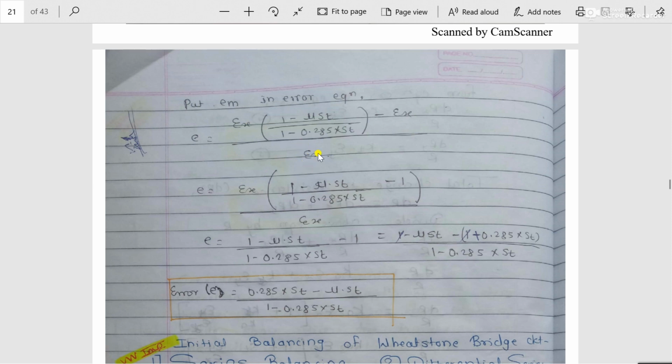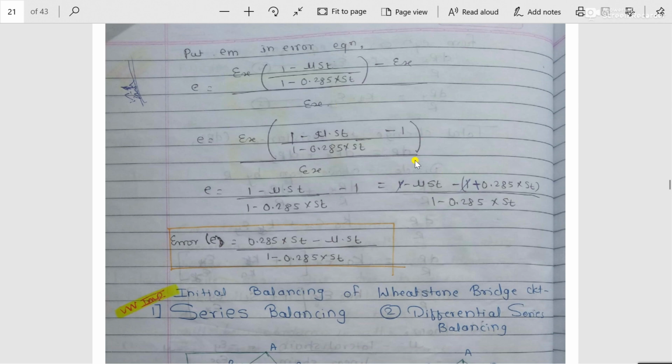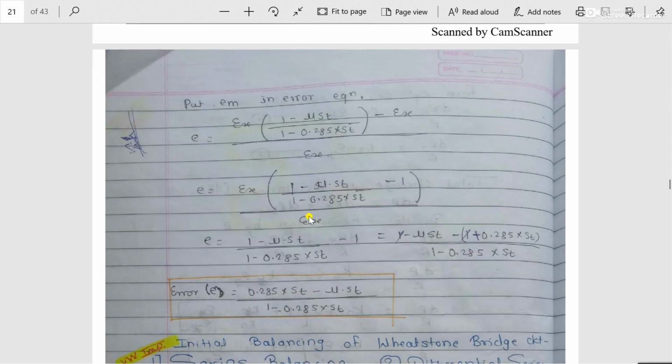This denominator epsilon x as it is I have written at the denominator. Then from this above equation, at the numerator also epsilon x is present, at the denominator also epsilon x is present. So this epsilon x will get cancelled. Only the equation for the error E is equal to (1 minus mu into St) divided by (1 minus 0.285 into St), minus 1. This minus 1 I have written as it is.